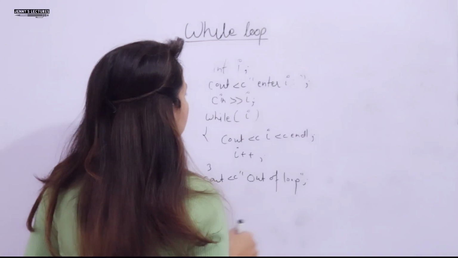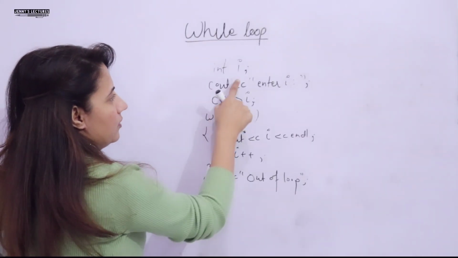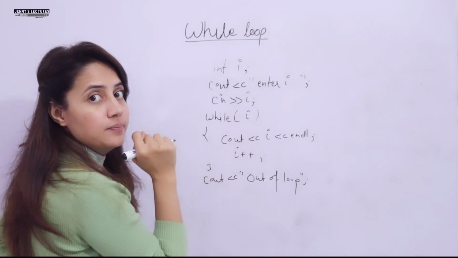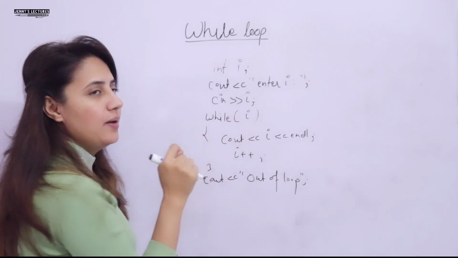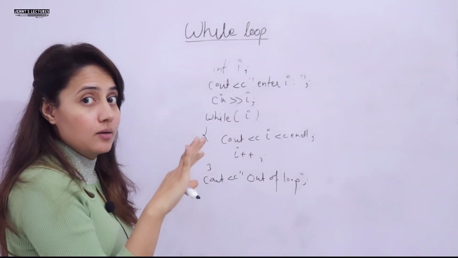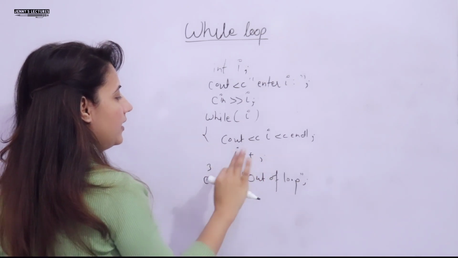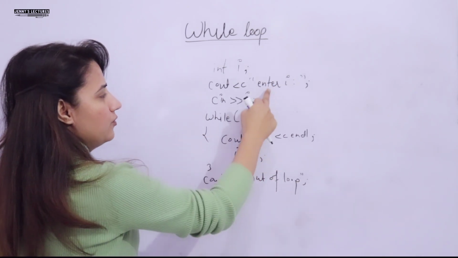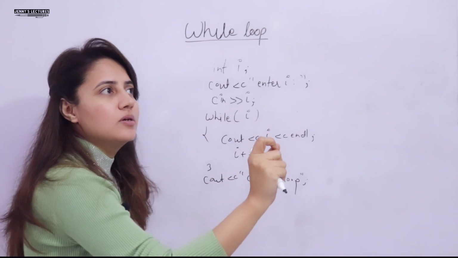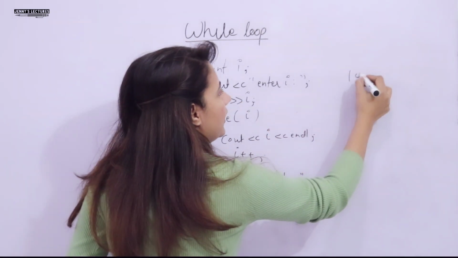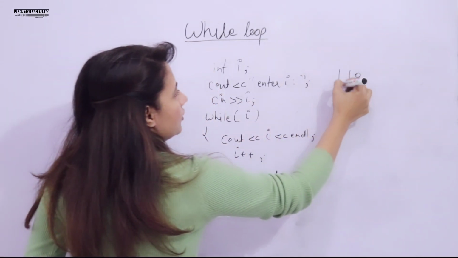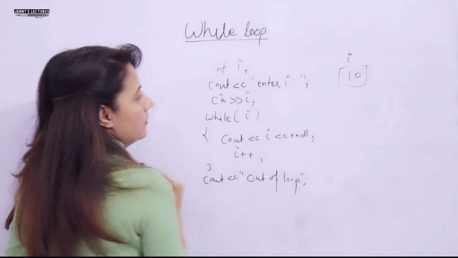Okay, so this is the question. I am just asking the value of I. Then in while I am writing just I, and just printing I and I plus plus. So what output will you get? First of all, it will ask to enter I. Suppose I enter the I value 10. So in I we now have 10.